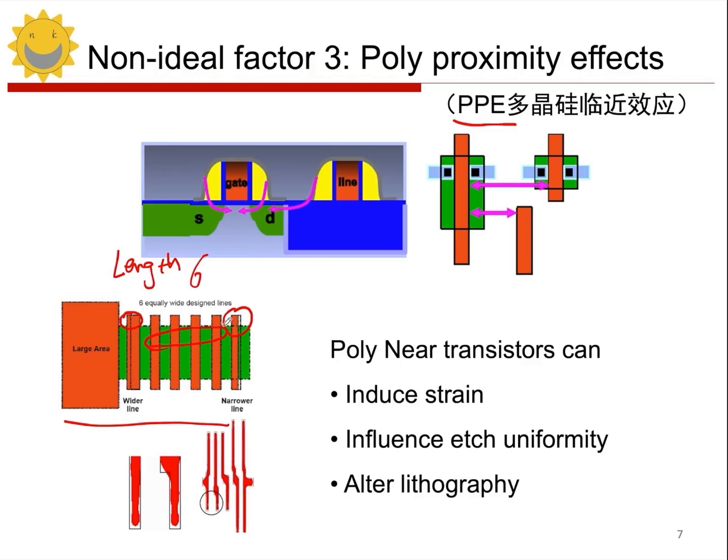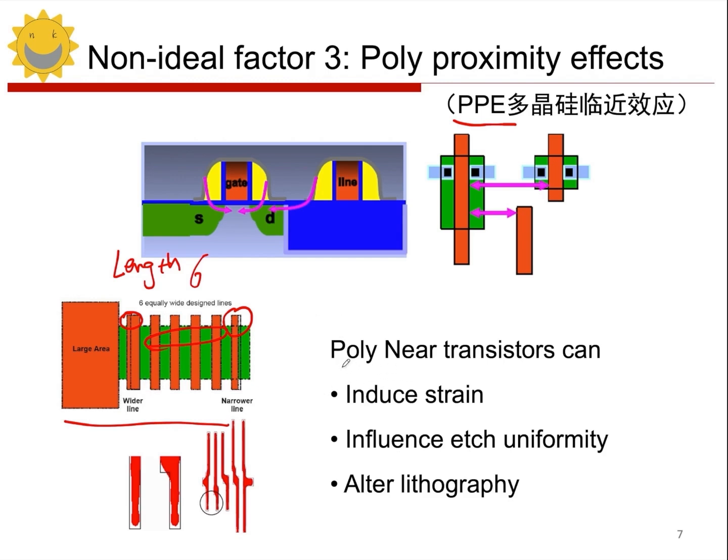becoming shorter. So you can see that it's because the environment around the polysilicon is different, which leads to variations in its etching speed, and consequently, this causes some deviations in its dimensions. So, this is the poly proximity effect. Now, what does this proximity effect lead to?